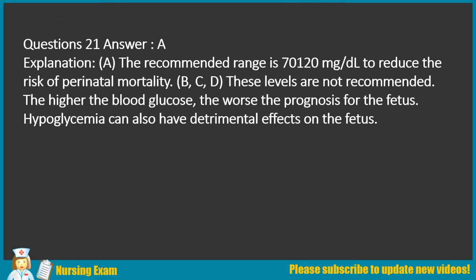Question 21. Answer. Explanation. A. The recommended range is 70 to 120 mg/dl to reduce the risk of perinatal mortality. B, C, D. These levels are not recommended. The higher the blood glucose, the worse the prognosis for the fetus. Hypoglycemia can also have detrimental effects on the fetus.